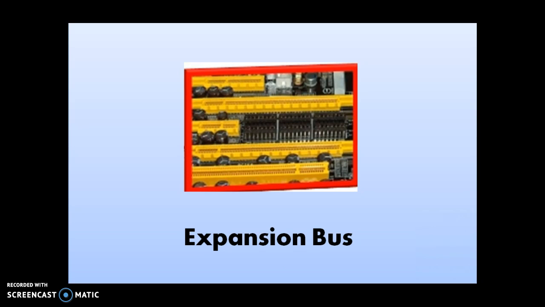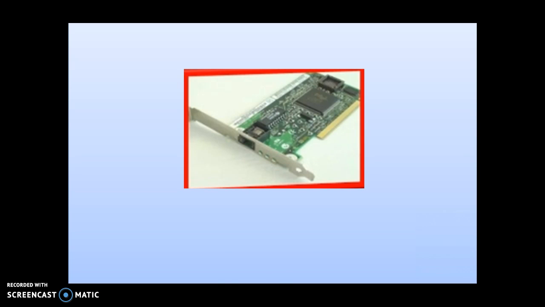We also have the expansion bus. A bus is a data pathway between several hardware components inside or outside the computer. It does not only connect the parts of the CPU to each other, but also links the CPU with other important hardware.